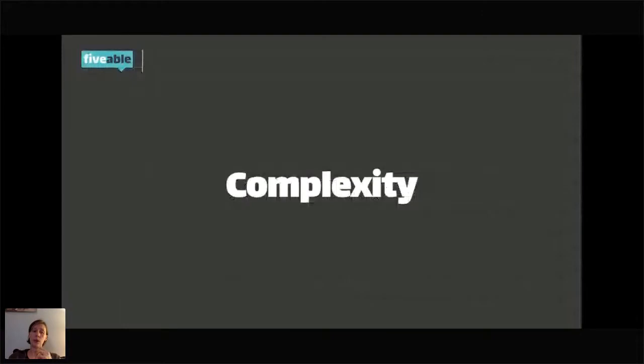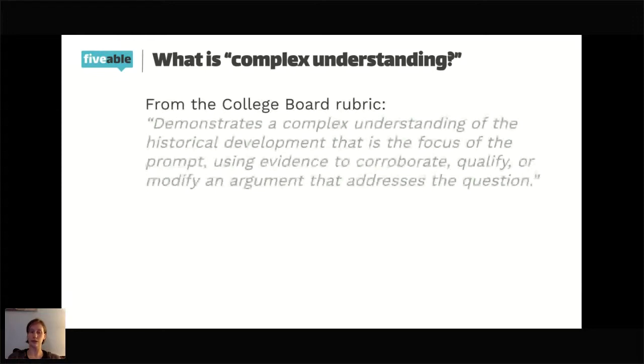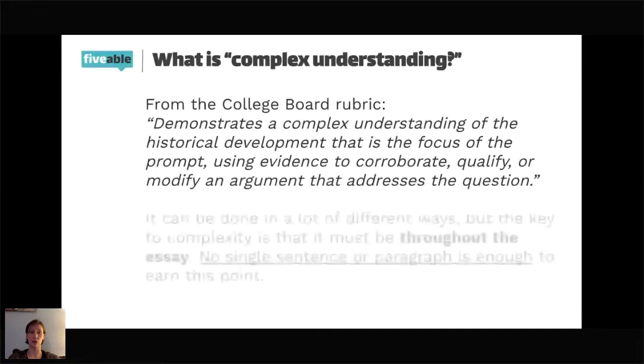So the second point when we're talking about analysis and reasoning is complexity. I mentioned it's the unicorn point, and Eric mentioned that it's like 600 and 700 essays. But if you want to strive for this idea of complex understanding, let's break down what it actually means. The College Board rubric language says that complexity can be earned if an essay demonstrates a complex understanding of the historical development that is the focus of the prompt, using evidence to corroborate, qualify, or modify an argument that addresses the question.